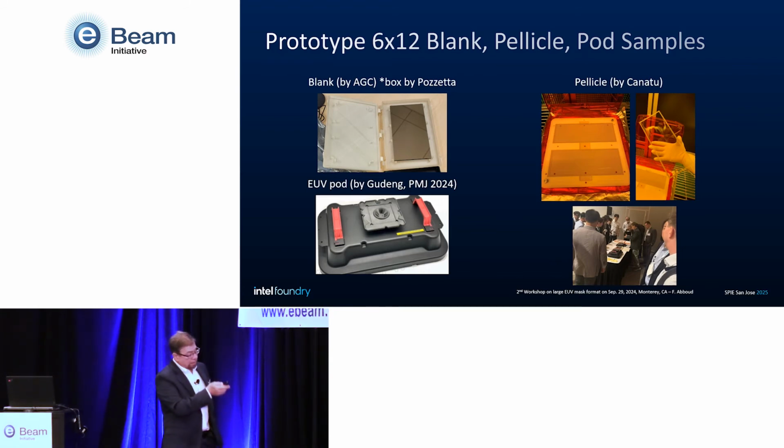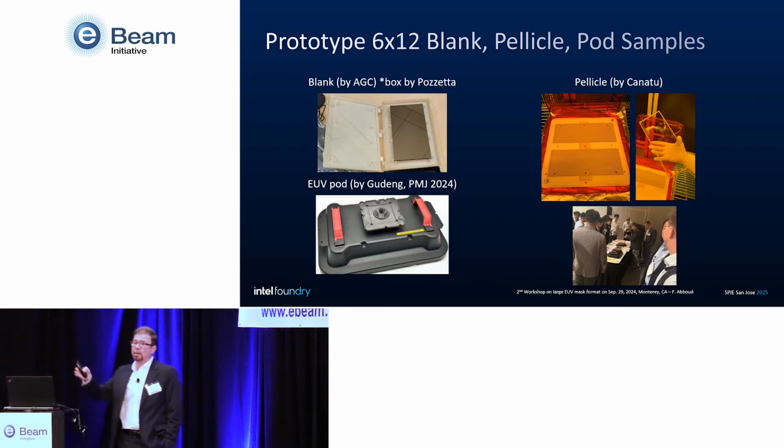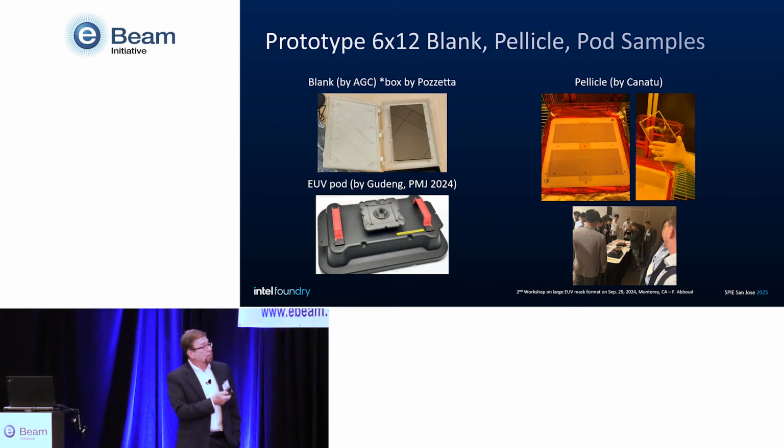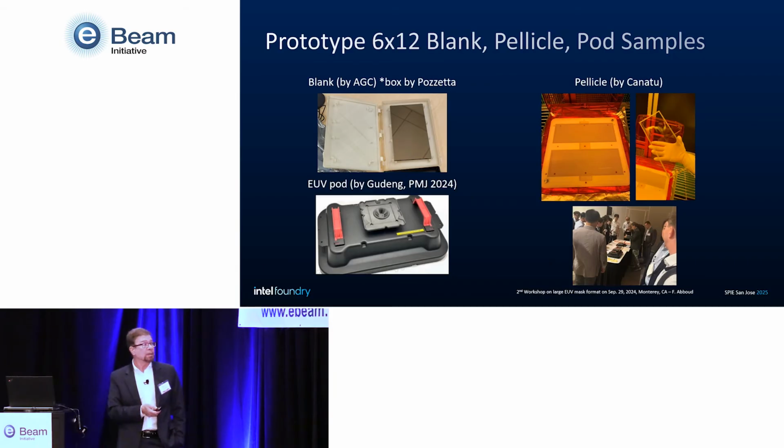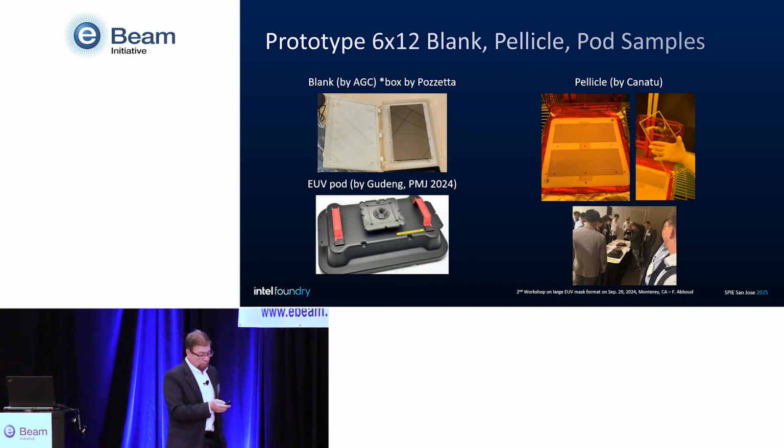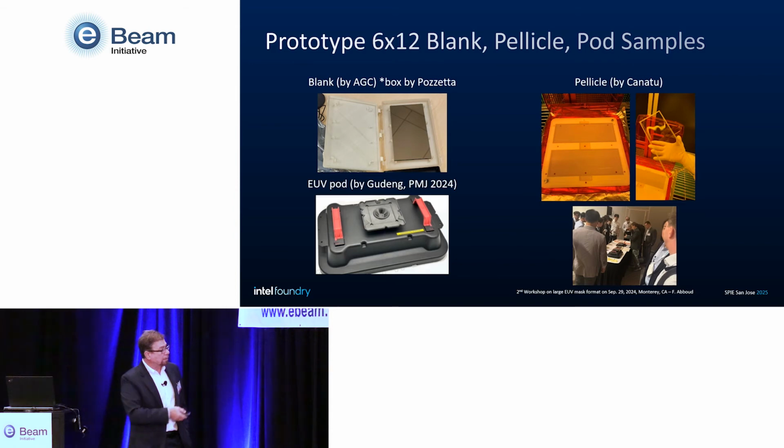This is my favorite. This is the pellicle, because every time we talk about 6 by 12, the question is, what happens to the pellicle? So these guys are working on CNT. The CNT pellicles are pretty decent. We asked them to make a 6 by 12, and they sure did. I don't know if my video will work. I'll try it. Yeah, see, it's a real pellicle. And this is just a picture of the demo table, and a lot of people just sort of hovered around it.